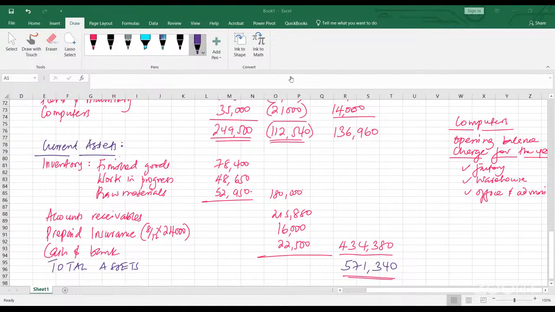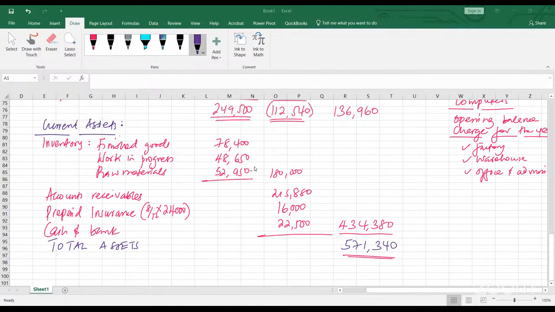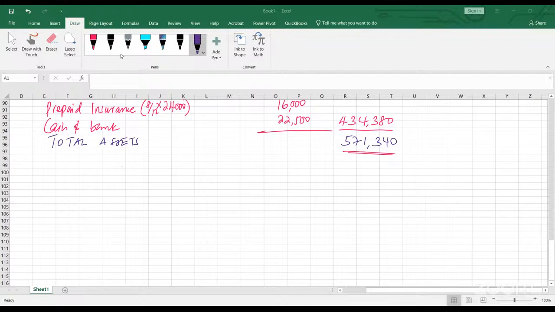So let's move to the equity and liabilities now. Equity and liabilities, and we are going to start with our equity.